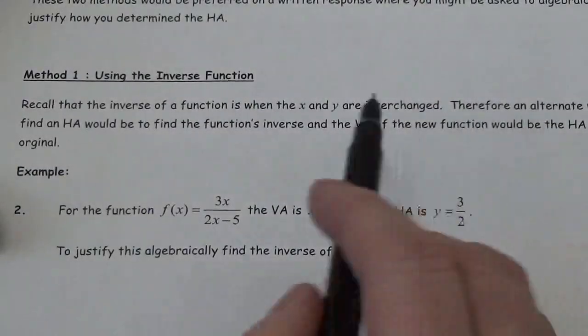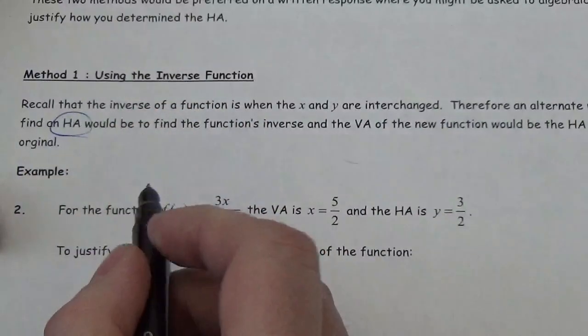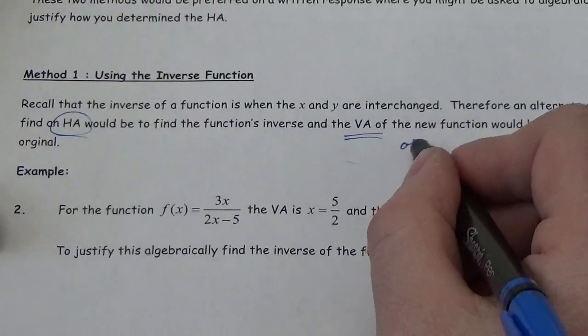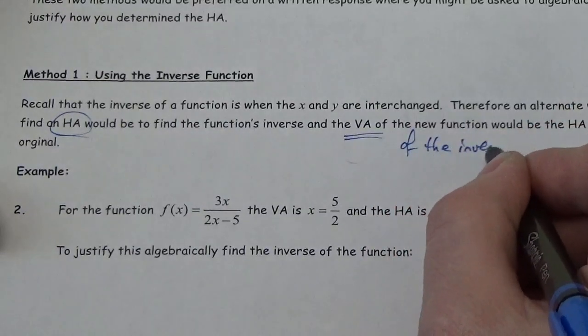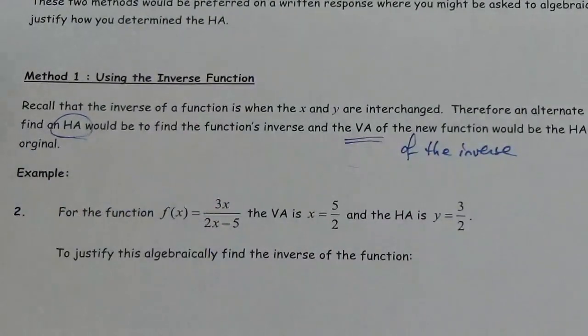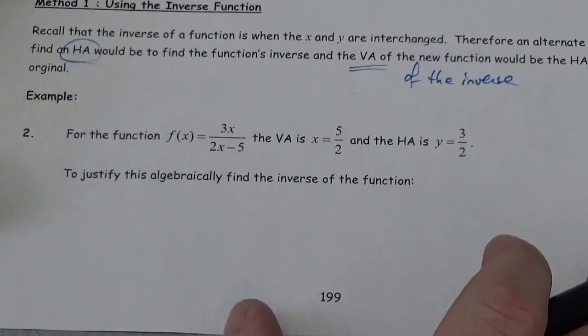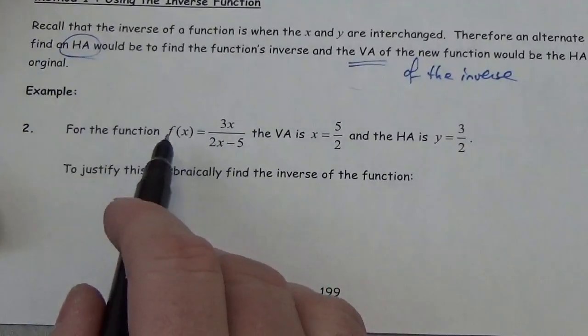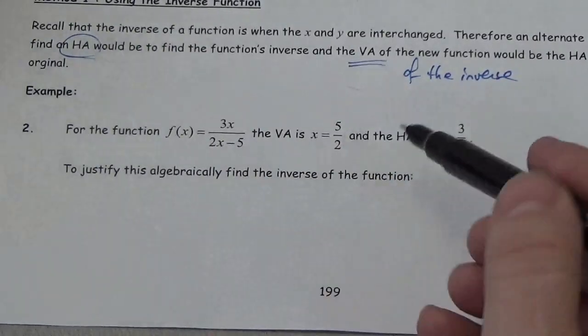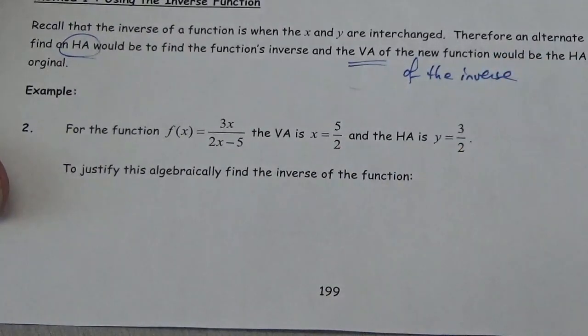So there's an alternate way of finding a horizontal asymptote: we find the vertical asymptotes of the inverse. When you find the inverse and find its vertical asymptotes, those correspond to the horizontal asymptotes of the original, and vice versa. For example, for the function f of x equals 3x over 2x minus 5, the vertical asymptote is 5 over 2.